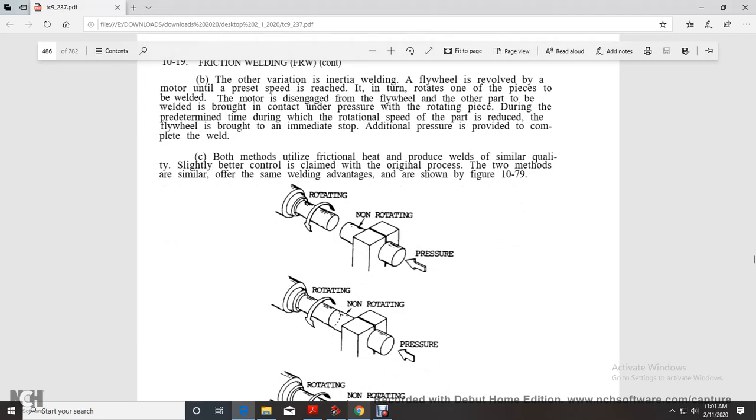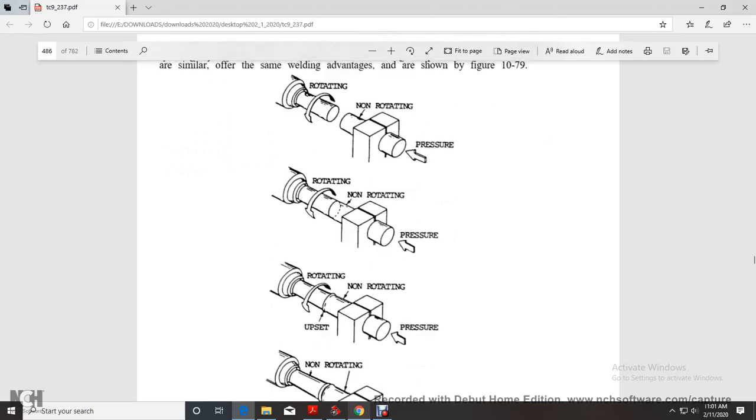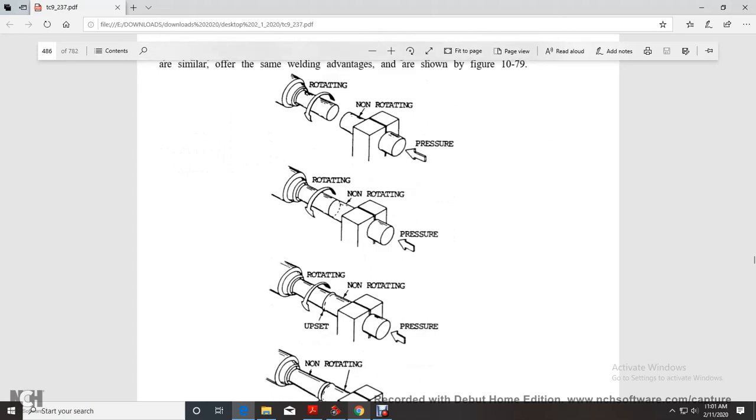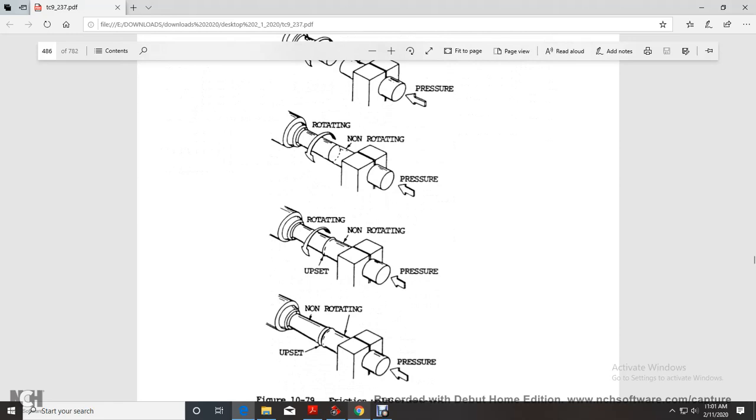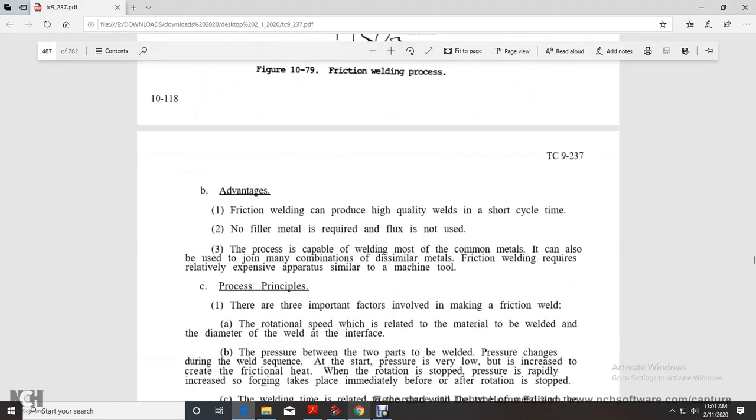Similar welding variations are shown in figure 1079: rotating and non-rotating pressure, rotating upset and non-rotating pressure, and non-rotating upset pressure friction welding processes.